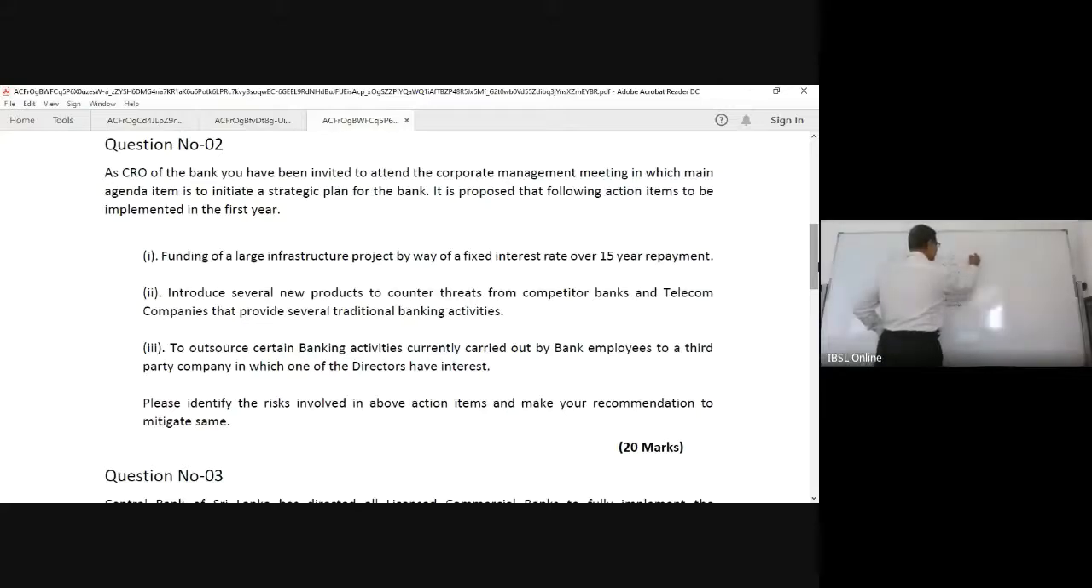Now in this question they also ask for recommendation for mitigation. Interest rate: when you say fixed term, you always have a problem. So you can suggest fixed for certain period, say 5 years, and thereafter floating.